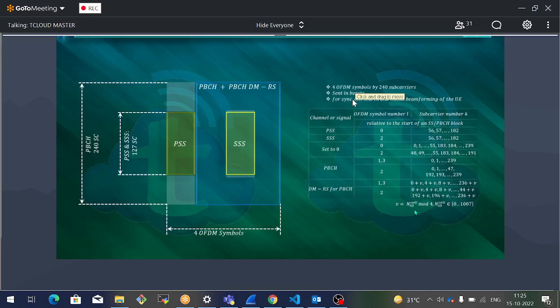Because mobile already has the NCLID from PSS, SSS operation, it computes it and finds out what positions DMRS occupies in these symbols. Once you identify the PBCH DMRS, you know the remaining symbols in those positions are left out for PBCH. So you know which symbols are carrying the PBCH data. Those symbols you have to decode and try to understand as PBCH data.